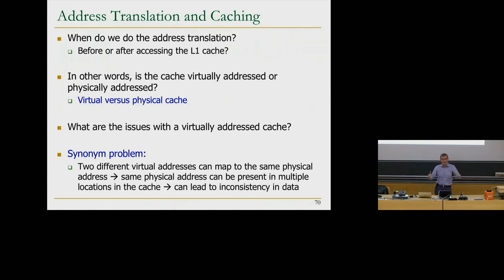Why? Because you saw the example where we shared pages between two different processes. They have two different virtual addresses, but they map to the same physical address. If you access your cache with a virtual address, they will bring data into two different locations in the cache, because you're using the virtual address to index the cache. Now you have the same physical data replicated in different locations in the cache. What if you write to one of them? Now you have a coherence problem inside your cache. Within your cache, you need to keep these different copies coherent. And this causes a headache.